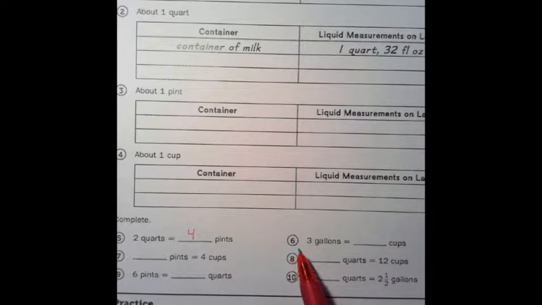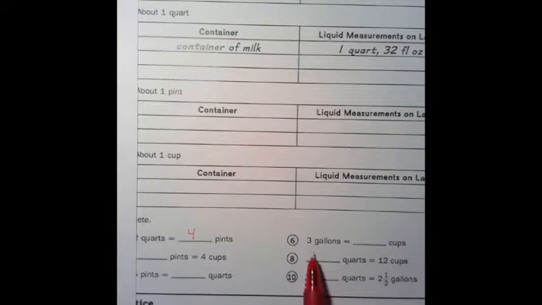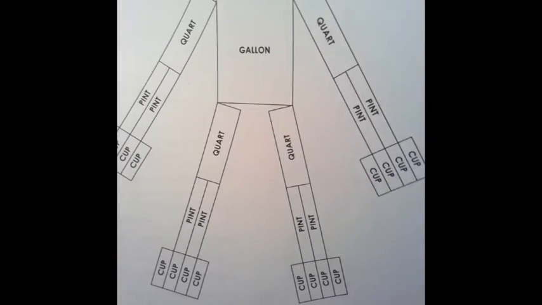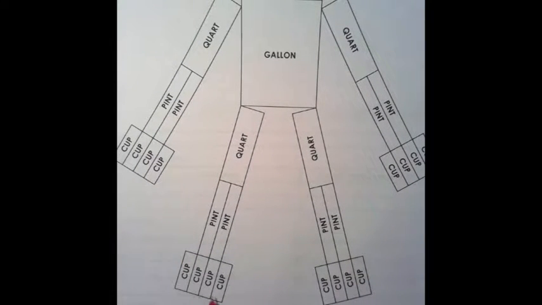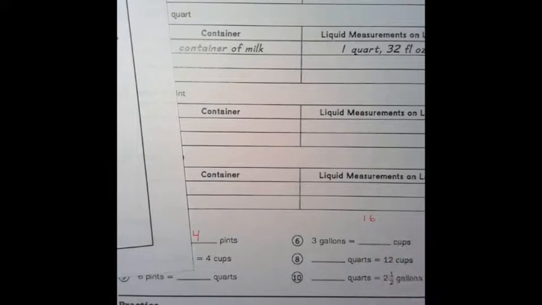We're going to go here to number 6. They're asking us how many cups are in 3 gallons. Well, if we look back at our Gallon Bot, we know that we have 16 cups in 1 gallon. So we're going to have to go 16 times 3 for that. I'm going to write that up here, 16 times 3, and do traditional multiplication to help us figure that out. 6 times 3 is 18. I carry the 1 up here, 3 times 1 is 3, plus another 1 is 4. So that would be 48 total cups.